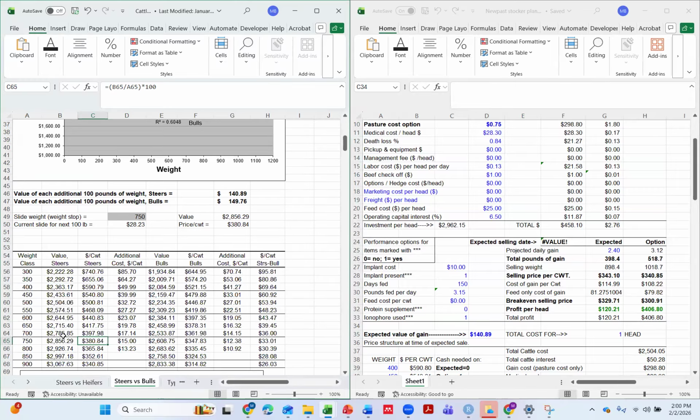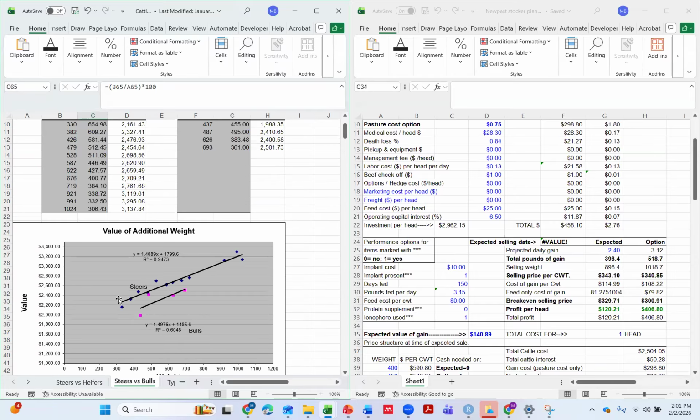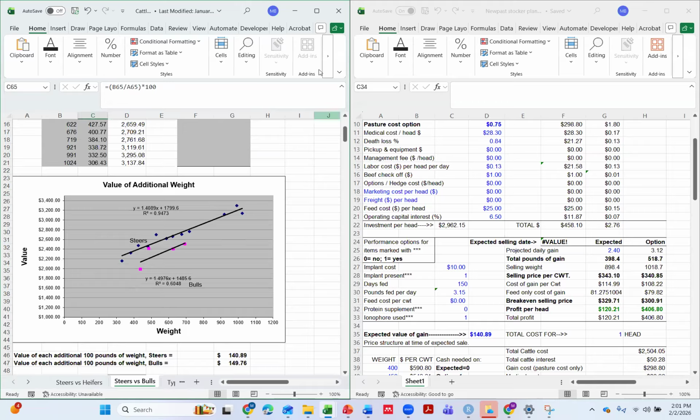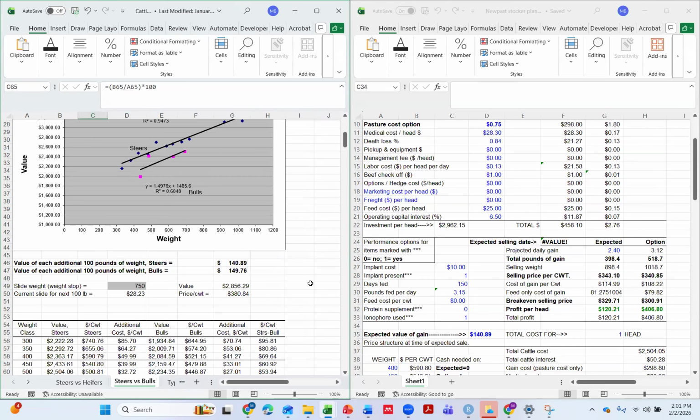What other people may put here is a futures contract plus or minus basis to get this 750-pound feeder price, right? And they may calculate their expected value of gain off of what they purchased that animal for and what the futures contracts for May are saying they're going to bring. So that's probably the most common. For simplicity's sake, we're just going to use this value of gain that we're pulling out of this cattle val spreadsheet. Okay. All right.